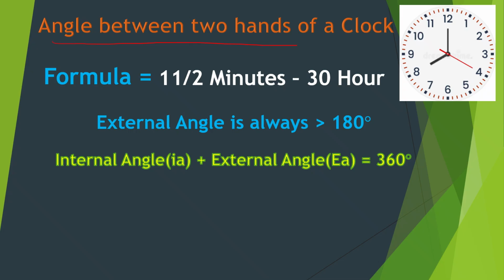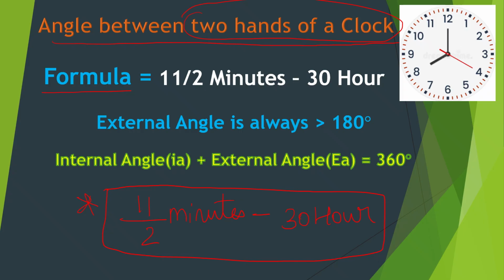Angle between two hands of a clock. If an angle is asked, the formula for that will be 11 by 2 minute minus 30 hour. This is the formula if they ask the angle between two hands of a clock: 11 by 2 minutes minus 30 hours.